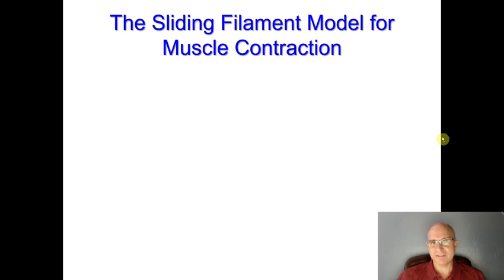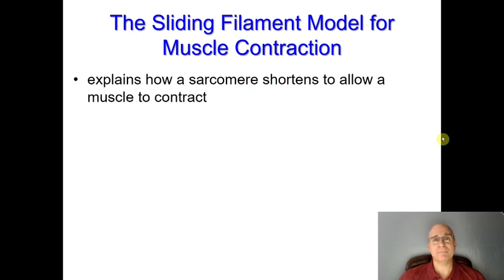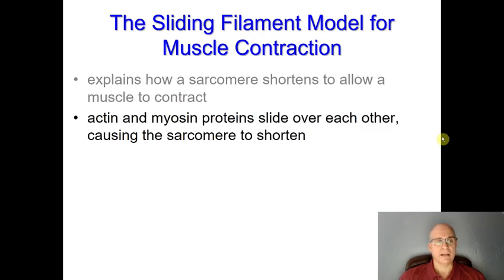We've finally gotten enough to start to put some of the pieces together. So this brings us to what we call the sliding filament model for a muscle contraction. And the sliding filament model for a muscle contraction explains what happens in a sarcomere in order to allow it to shorten. And when we have all the sarcomeres and all the myofibrils that are getting shorter, that's going to make our muscle fibers and thus our muscles actually contract. And really what's happening here is actin and myosin proteins are going to slide over one another. And by sliding over one another, they're going to make our muscle shorter.